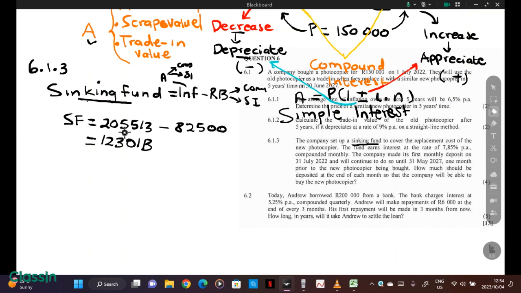And the value that we got for our inflation was 205,513 minus the reducing balance using the simple interest method, which was 82,500. And when we subtract the two, we get 123,013 rand. So let's remove this part.